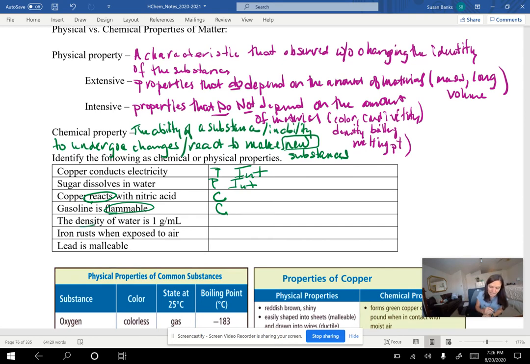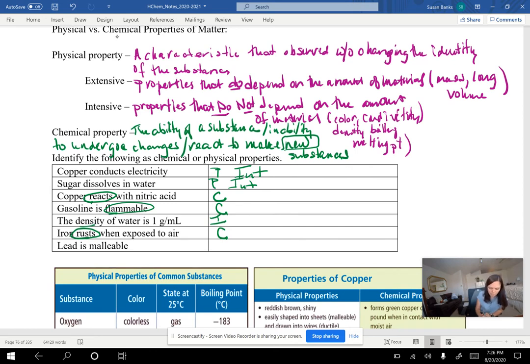Density. Density is definitely an intensive property. It doesn't matter how much I have of a substance, it's always going to have the same density. Iron rusts. Doesn't that change the chemical composition of iron when it rusts? Yeah, it does. So that is a chemical property.